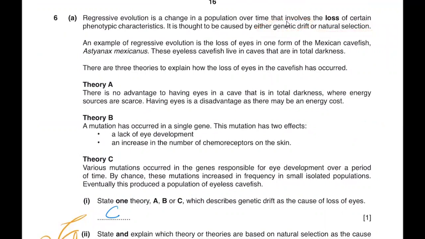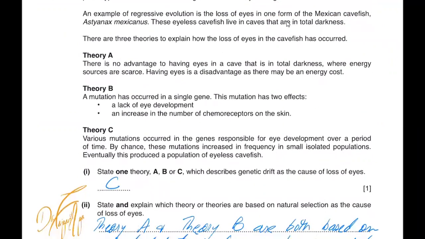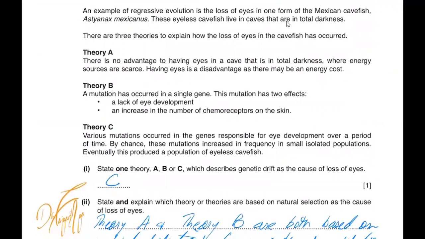An example of regressive evolution is the loss of eyes in one of the Mexican cave fish. The name is given to you. The eyeless cave fish live in caves that are in total darkness. So if they are in total darkness, they would not need eyes to begin with. But how have they evolved? There are three theories to explain how loss of eyes in cavefish has occurred. Theory A is that there is no advantage of having eyes in a cave that is in total darkness, where energy sources are scarce. Having eyes is a disadvantage that may lead to energy cost. So yes, that's a possibility.